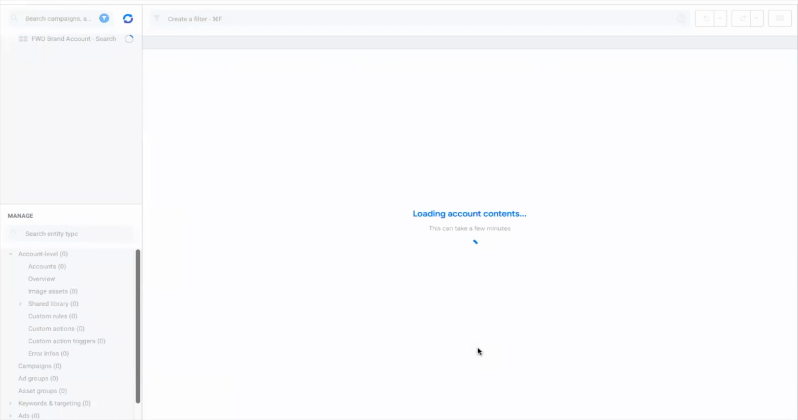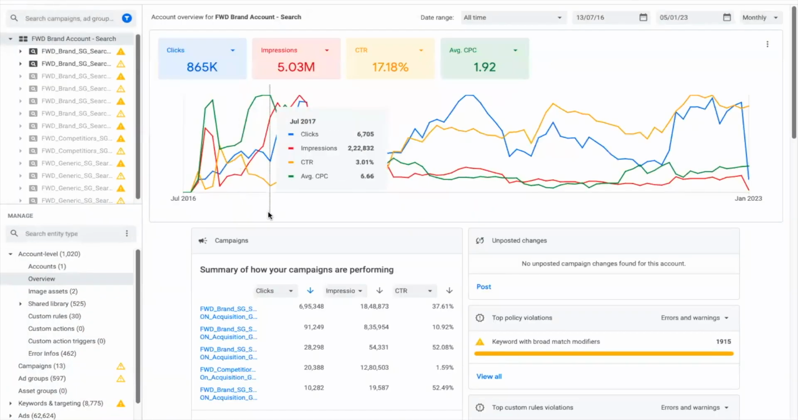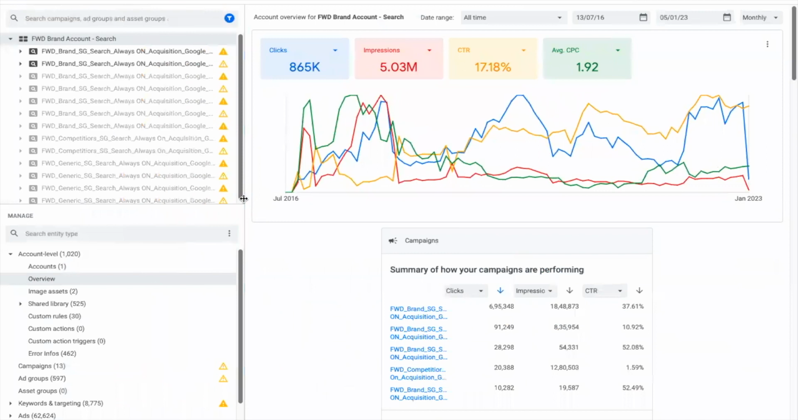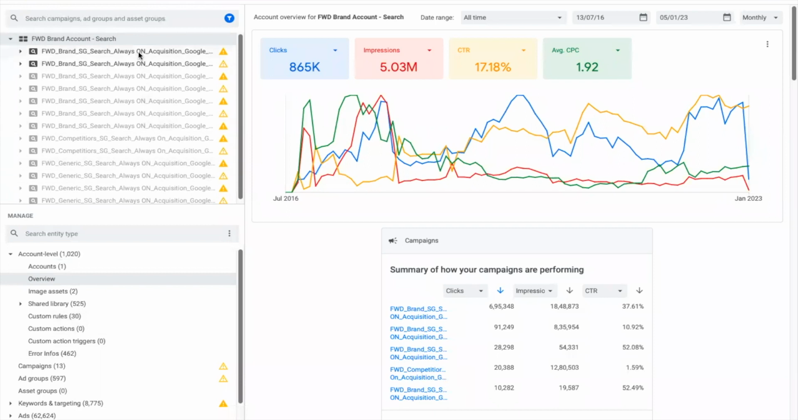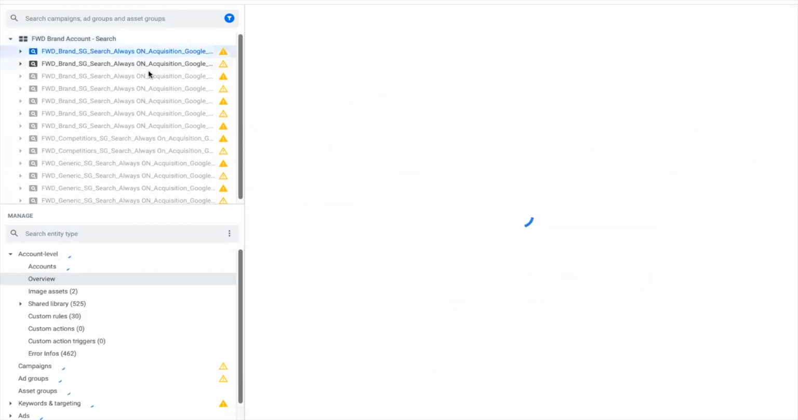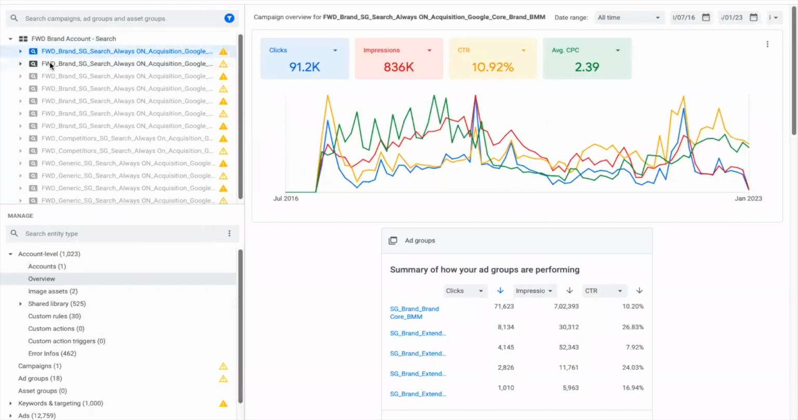So as I told you, Editor is not real time. Every time you post something, you have to first download the data to see if there were any changes made from the interface. Now, if you see in this account, only these two campaigns are running right now. The rest, all of them have been paused.